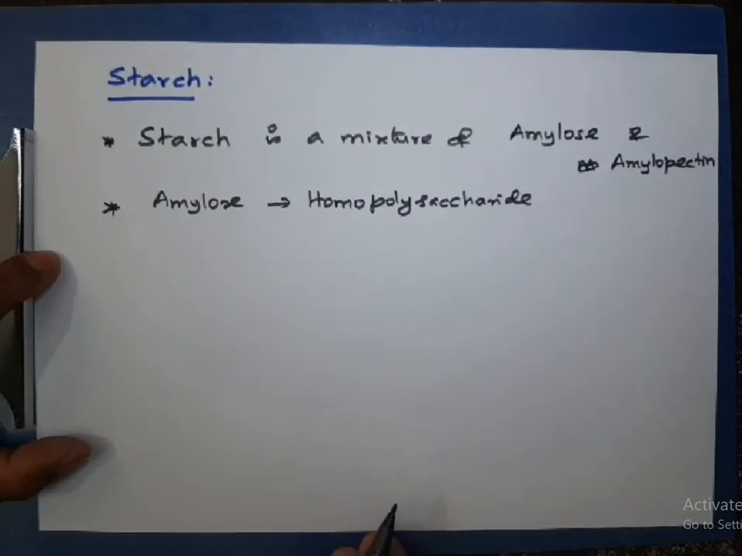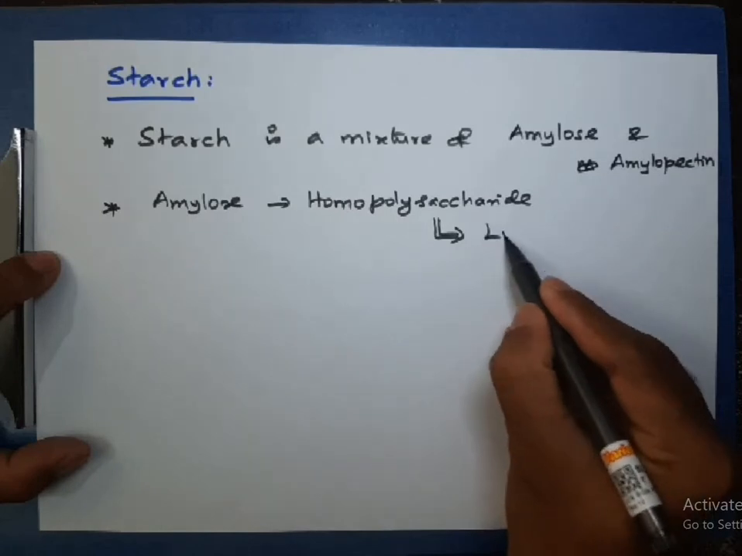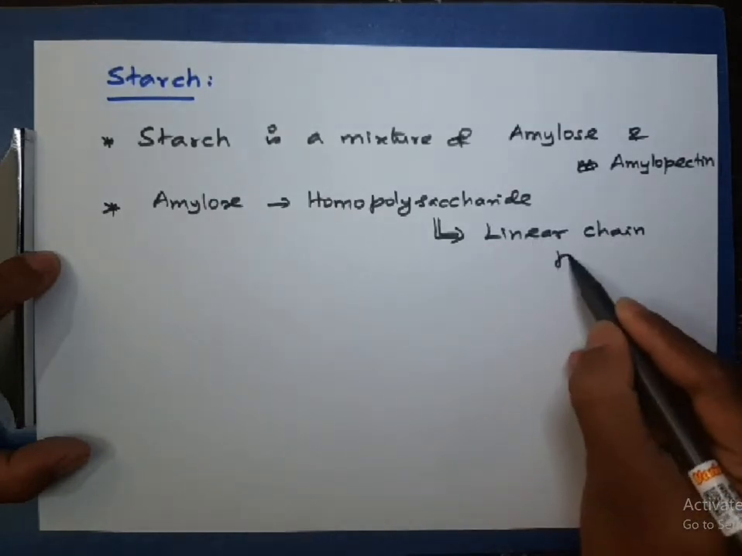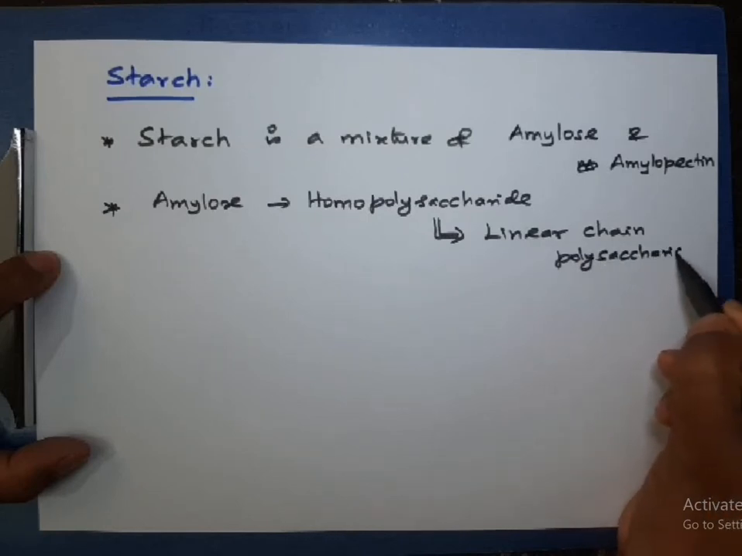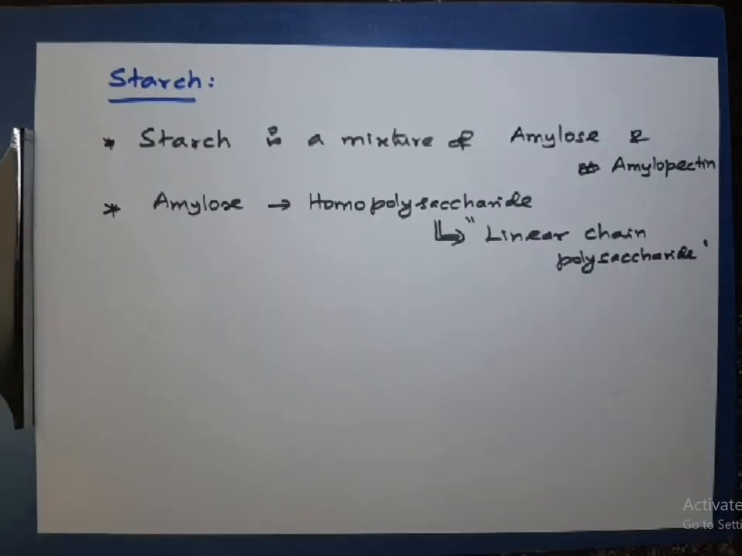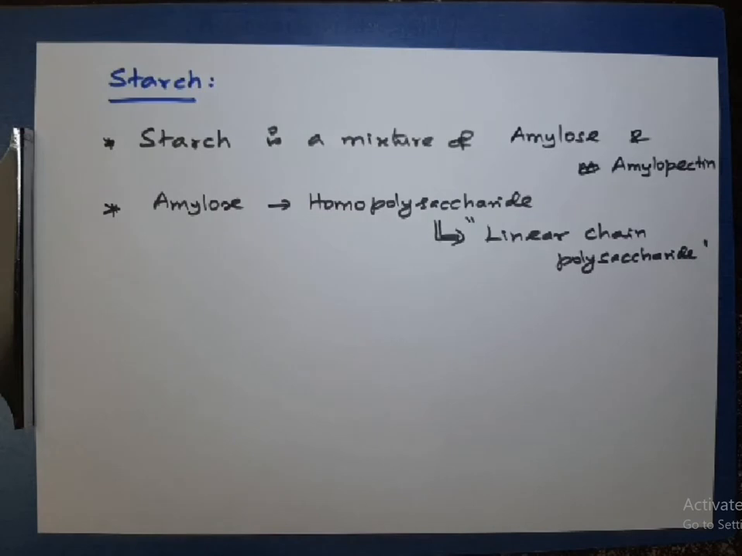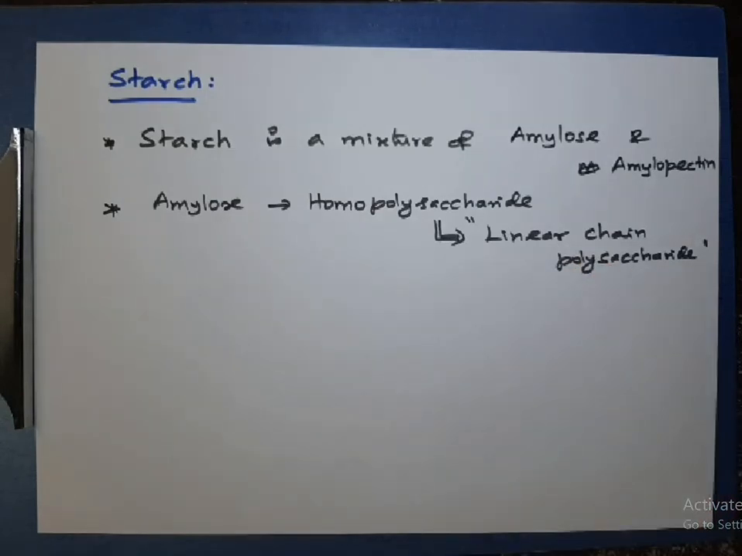Amylose is a homopolysaccharide, and the very important point is that amylose is a linear chain polymer. It's a linear chain polysaccharide. Very, very important. Amylose is made up of many glucose units. They are connected through glycosidic linkage, and we get the linear chain polysaccharide.